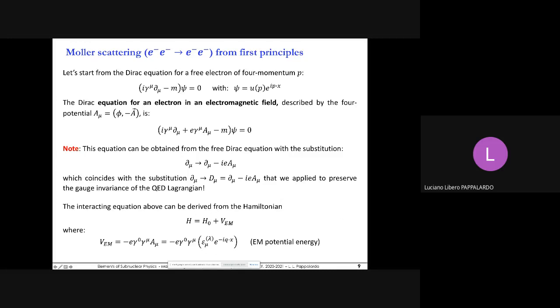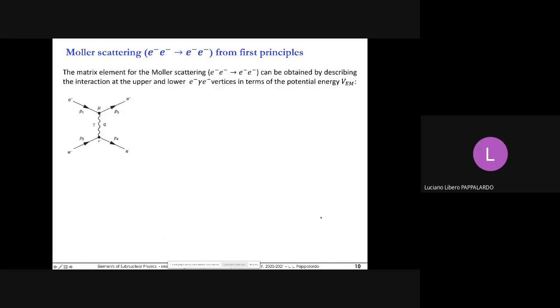So we have this Hamiltonian with this electromagnetic potential term, and let's now try to proceed in order to calculate the transition amplitude matrix for this process, which is indeed the Møller scattering. So an electron scatters with an electron, and in the final state you have again an electron and an electron. So the matrix element for the Møller scattering can be obtained by describing the interaction at the upper and lower vertices in terms of the potential energy that we just gave.